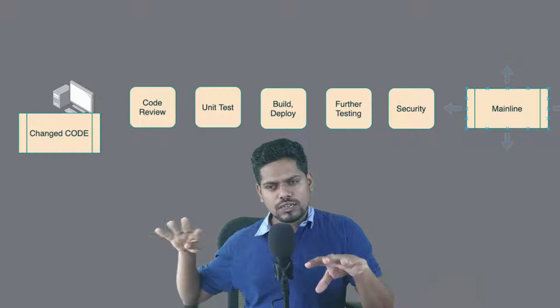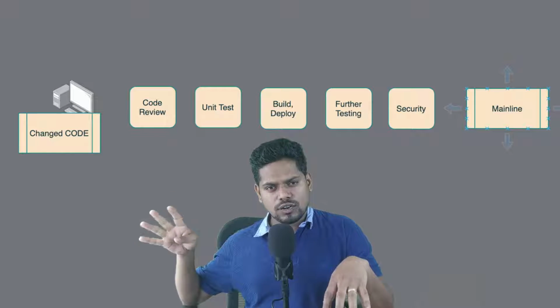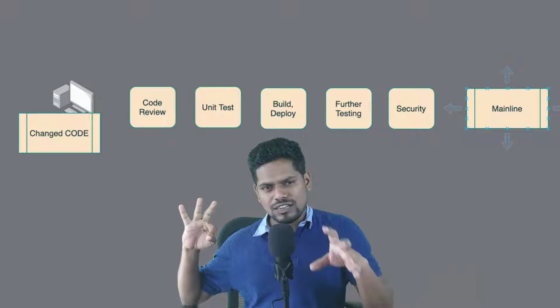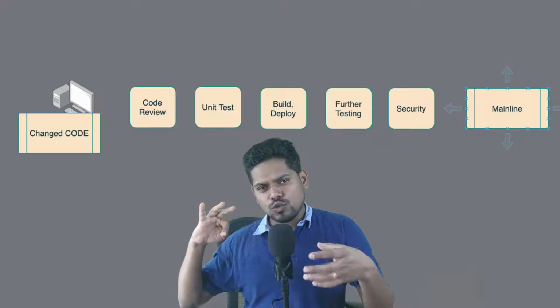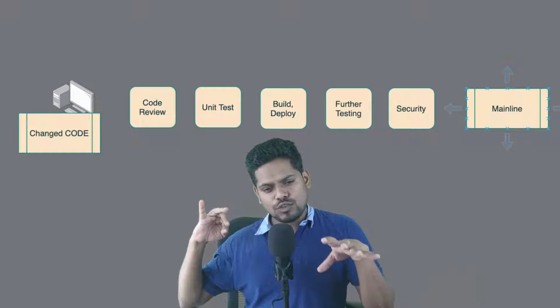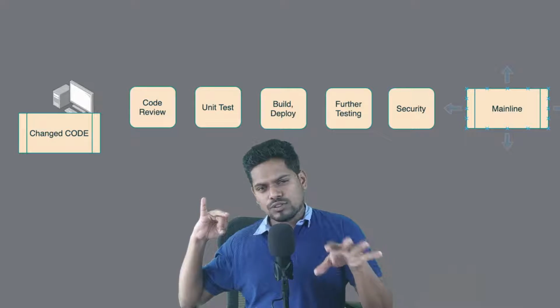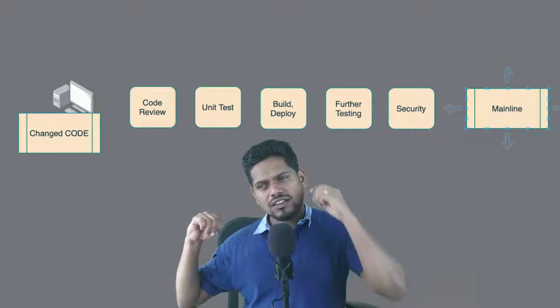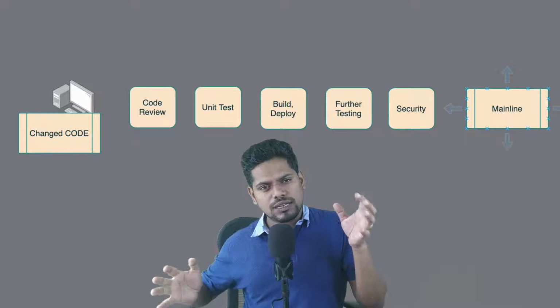Code review can be automated using certain tools such as SonarQube. Unit testing can be automated using Jest, JUnit, or whatever technology you use. There are always ways to automate unit tests, and the build and deploy process can also be automated. Then further testing can be automated. Security can also be automated, and this whole process can be developed as a pipeline.